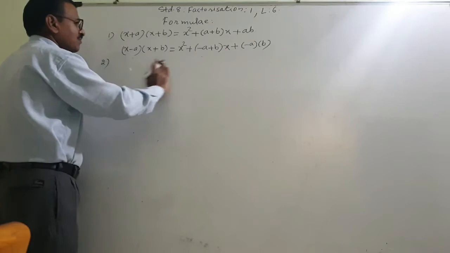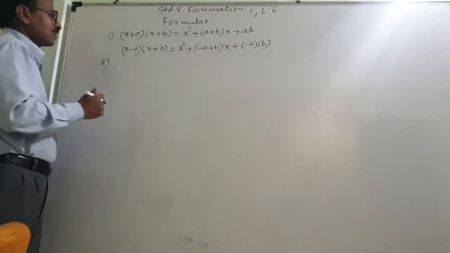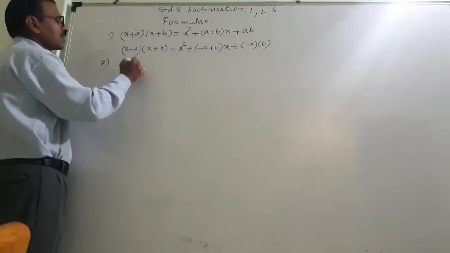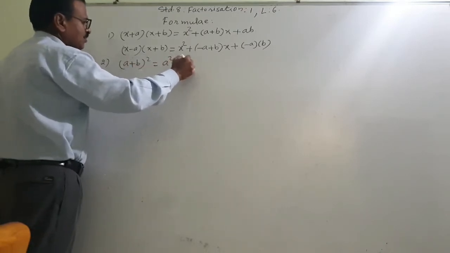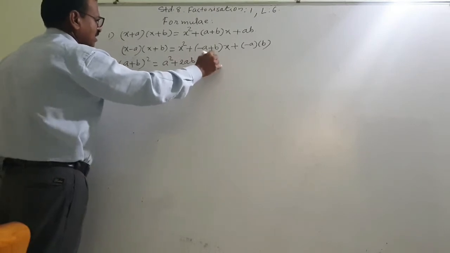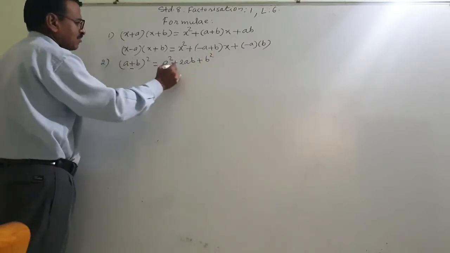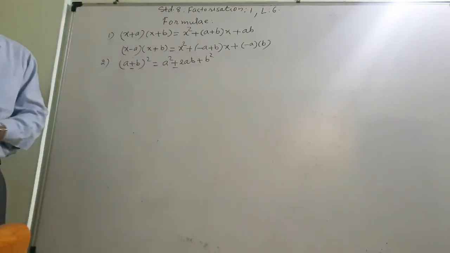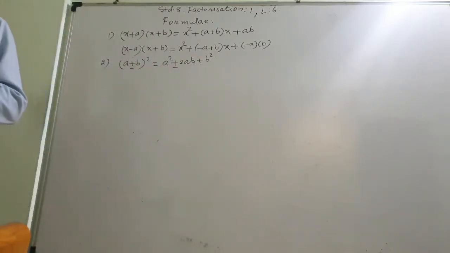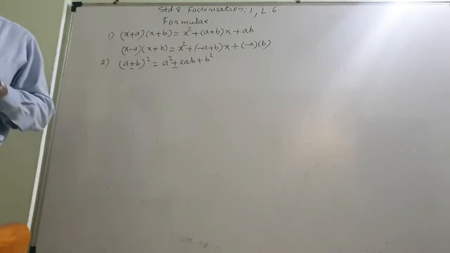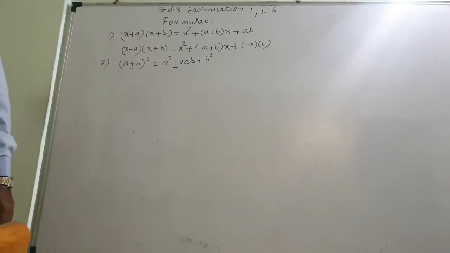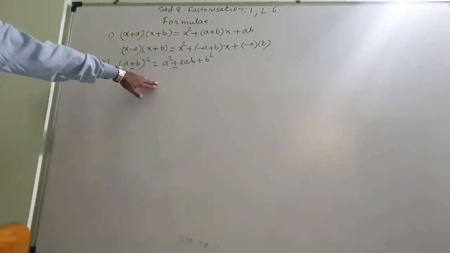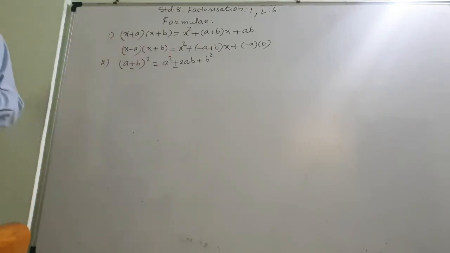Now there is another formula. (a + b) first of all, write. (a + b) bracket square is equal to a square plus 2ab plus b square. If it is minus, here it will be minus and the remaining will be the same. So don't forget this. These are the expansion formulae in fact, but if we know the expansion, from that I can factorize. These are the factors of this.